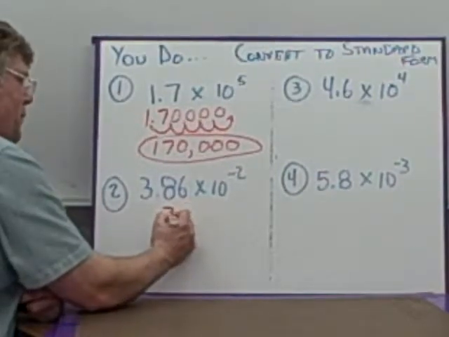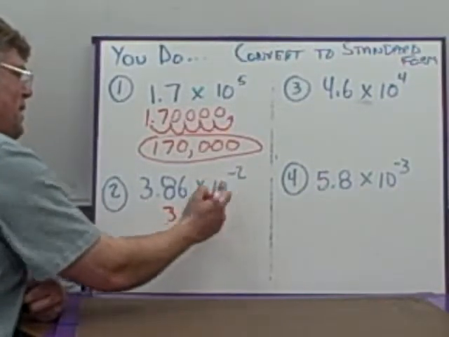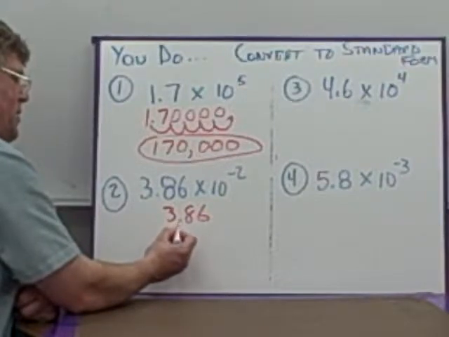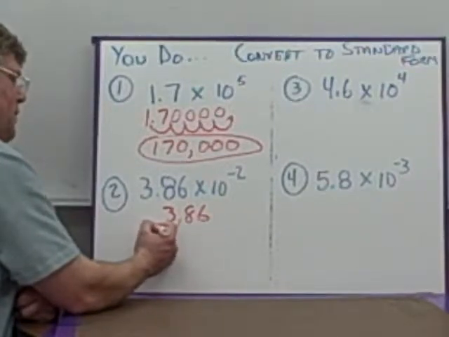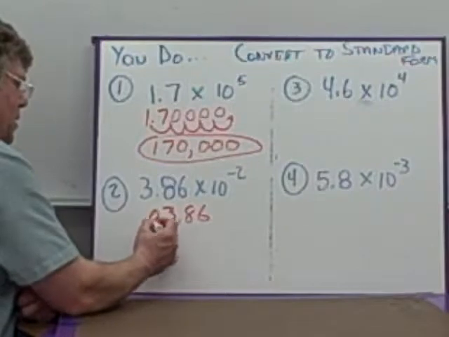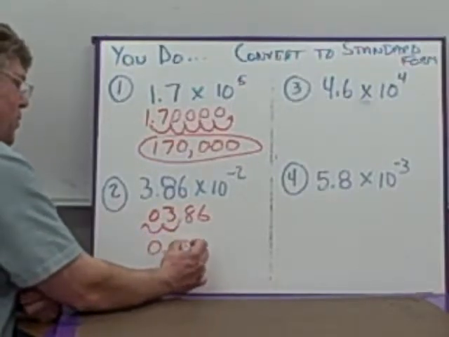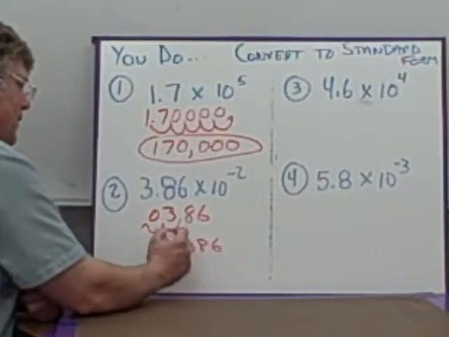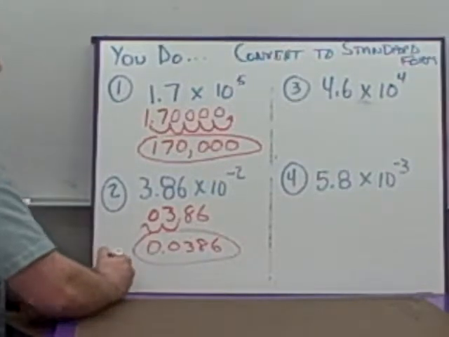Here we have 3.86 times 10 to the negative 2. Negative means I'm going to move to the left, which is going to give me 0.0386 for my answer there.